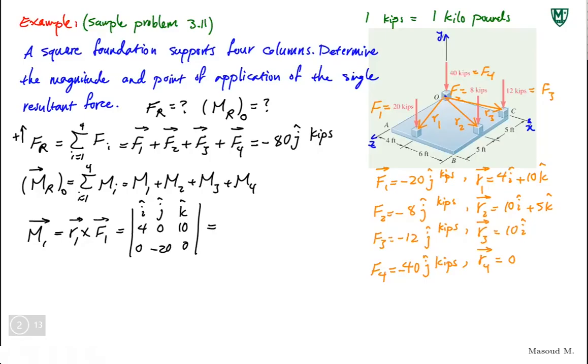If you do that math, if I did it right, you'll get 200i minus 80k. And that would be kip feet. It's a moment, it's torque. Right? Force multiplied by distance. Do it for the second moment, M2. R2 cross F2.